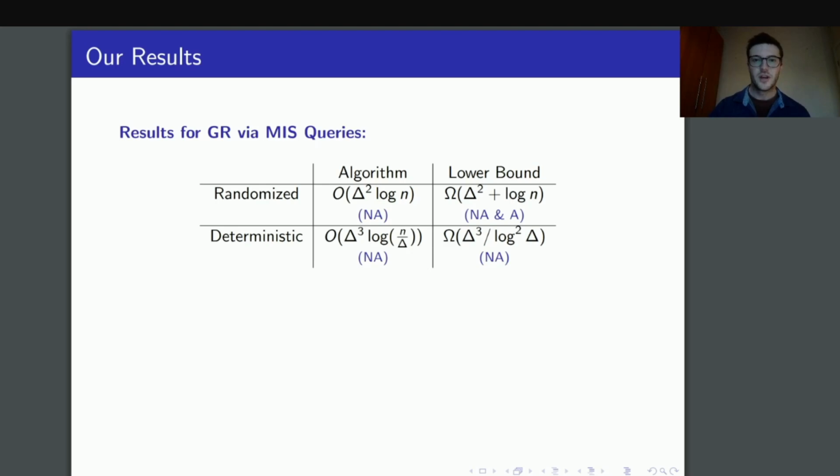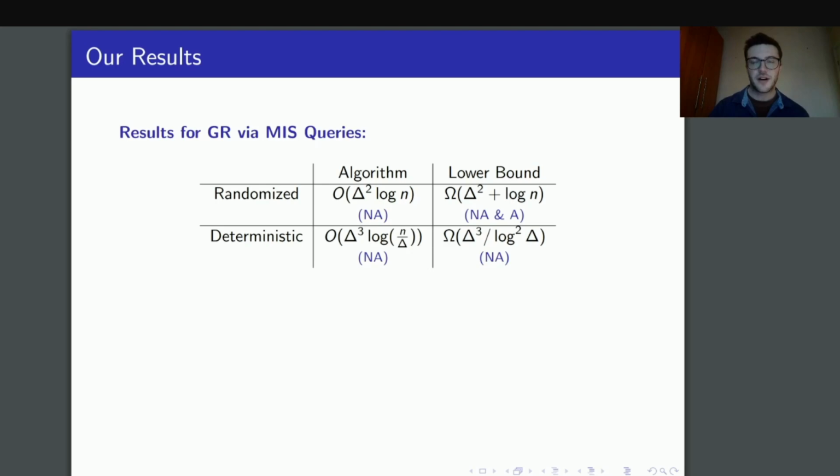Both of these algorithms are for non-adaptive queries. We provide a lower bound for all randomized algorithms of omega of delta squared plus log n, and this holds for adaptive randomized algorithms. We also present a lower bound for all deterministic algorithms of omega of delta cubed over log squared delta maximal independent set queries. And this only applies to non-adaptive algorithms.